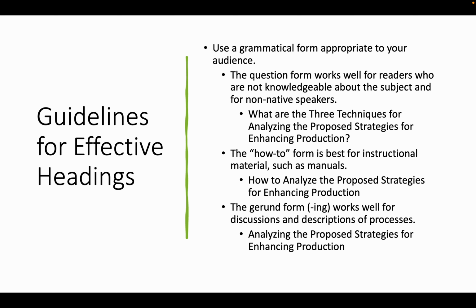A lot of times if we're writing instructional materials such as manuals, we use the how-to form, which is basically like how to analyze the proposed strategies for enhancing production. And then you also have the gerund form, which is just adding that ing to the verb. This works well if we're discussing something or if we're going to give a long description of a process. So for example, instead of how to analyze, we might say analyzing the proposed strategies.